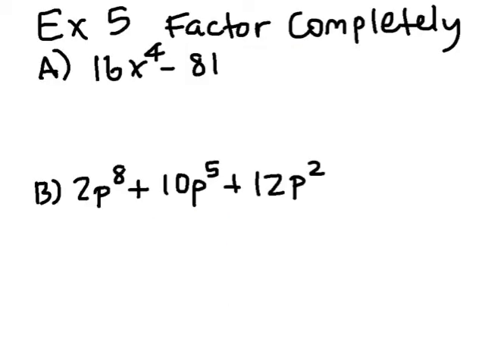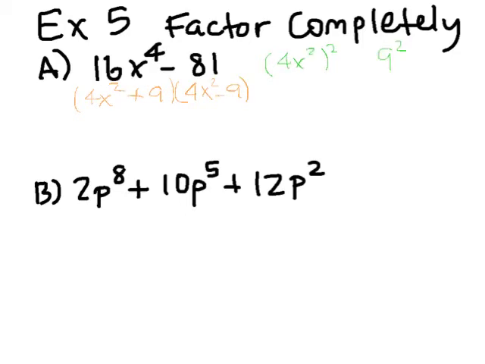All right, so let's factor these two completely. Well, look at the 16x to the 4th minus 81. That looks to me like a 4x squared and a 9 squared. And so when we're factoring, this is actually going to come down to 4x squared plus 9, and then 4x squared minus 9.